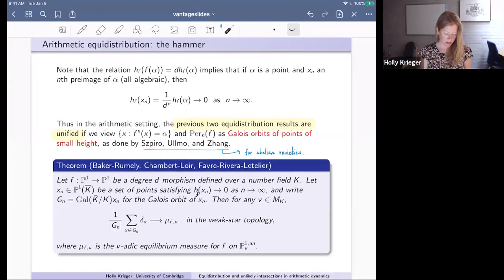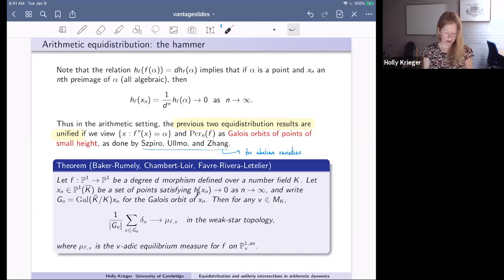So we take some collection of points of small height, meaning going to zero as n goes to infinity, and we look at their Galois orbits, and we look at the measure supported evenly on those Galois orbits. Then these are going to converge in the weak star topology to the equilibrium measure associated to the map. But it's not just going to happen in the Archimedean setting of the complex dynamics results we saw before. This actually happens for any choice of place of the number field.